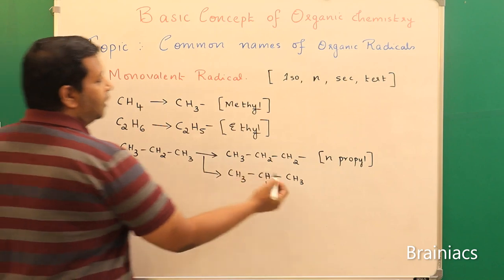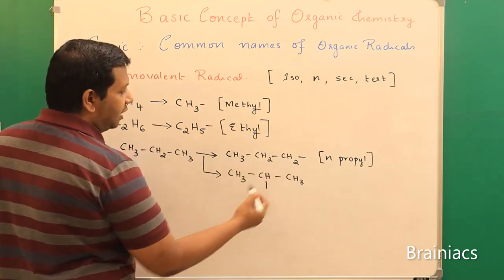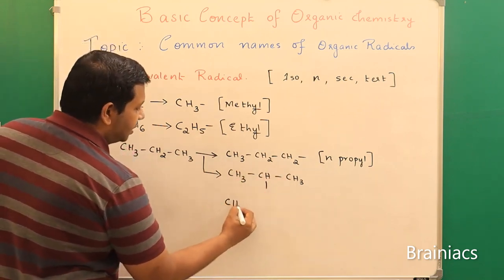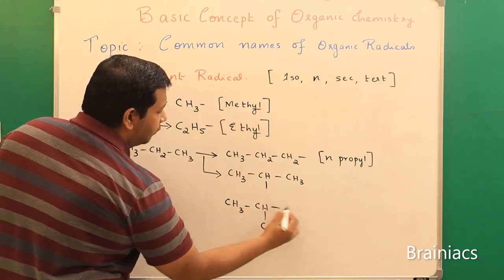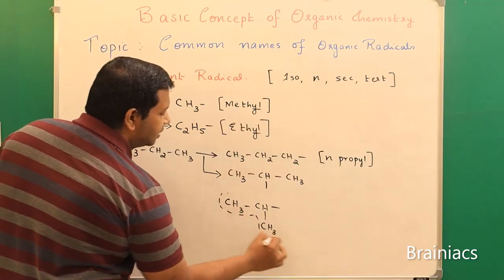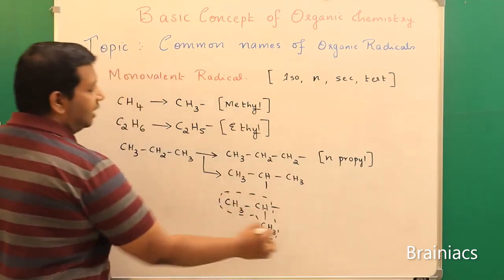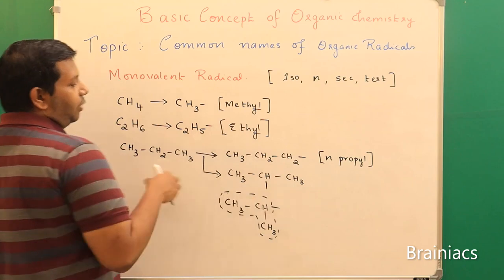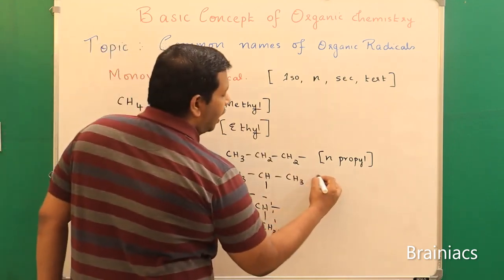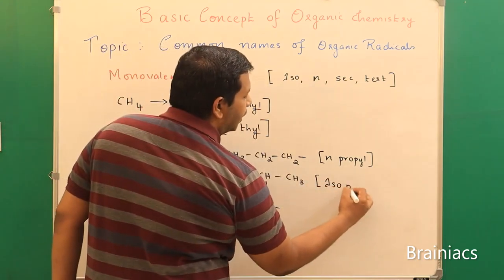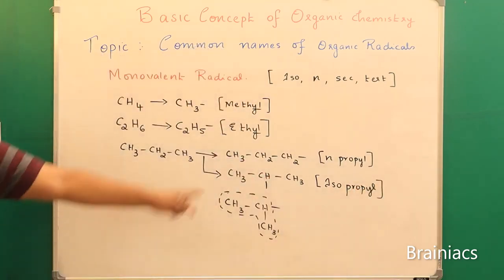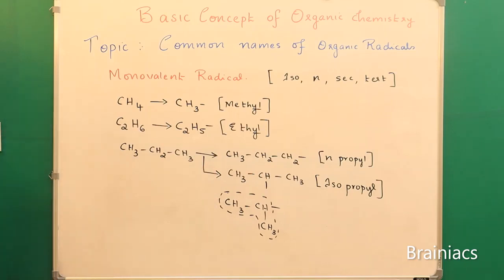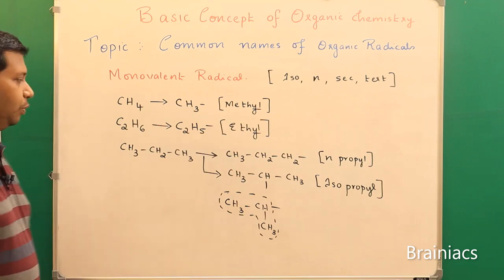Why? Because if I number it 1, 2, I can draw this in another way: CH3, CH, CH3, correct? You can see the linkage CH3, CH, CH3. So this is another way of drawing it, and this is called isopropyl. Understood? Clear? Now similarly we will try to see butane and what are the different possibilities for butane.